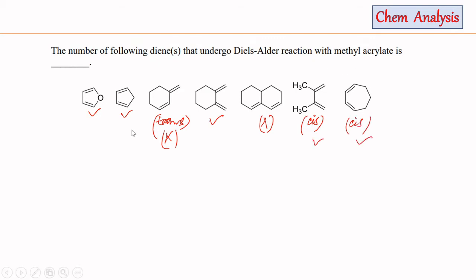So we can see that 5 dienes are taking part in the Diels-Alder reaction with methyl acrylate. So the number of dienes will be 5.